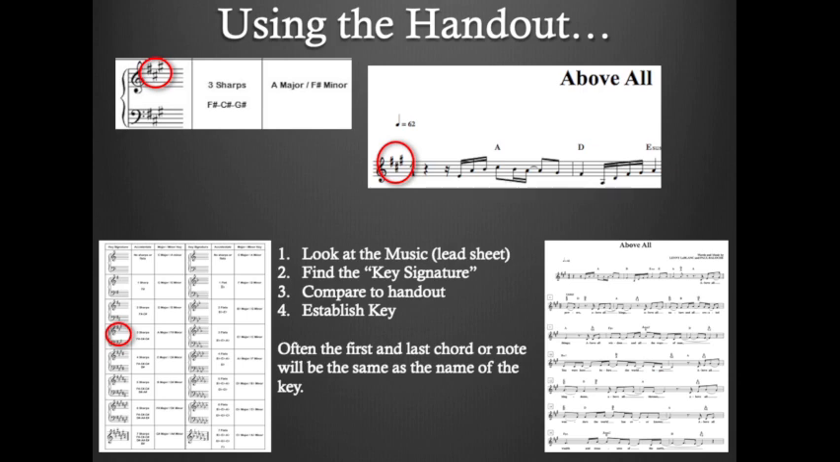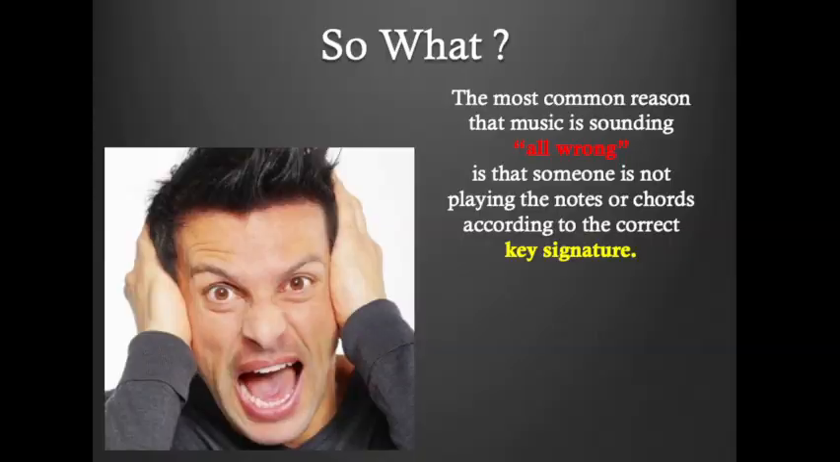Now often, not always, but often, the first and the last chord or note of the song will also be the name of the key. In this case, we see Above All, the very first chord of Above All is an A chord, and you can't really see it on the handout there, but the bottom right hand corner, the very last chord in the song Above All is also an A. So that's a dead giveaway that we're in the key of A major.